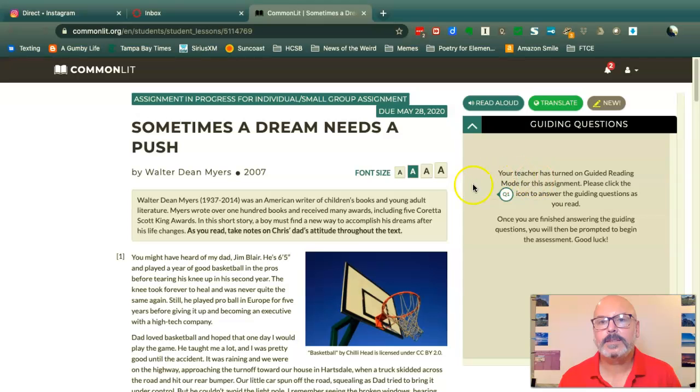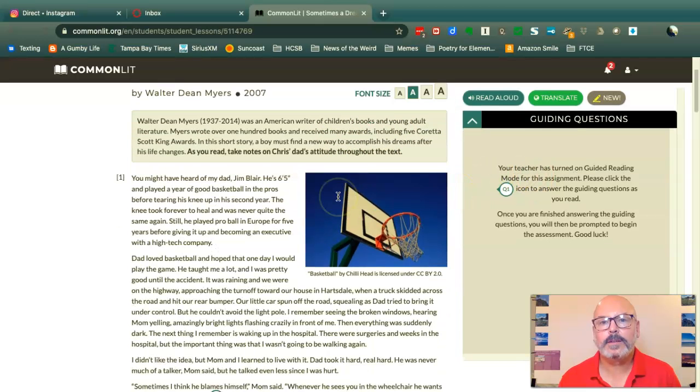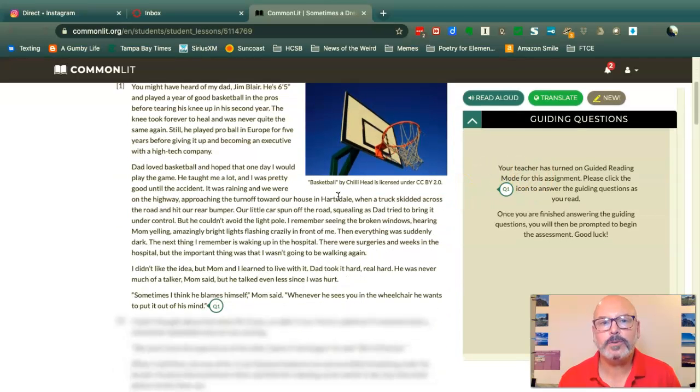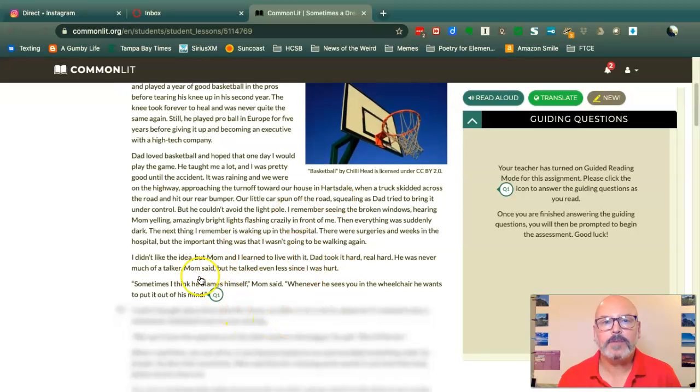You will see that there are guiding questions through the text. Many of you have written to me saying, "Hey, Mr. K, I can't see the rest of the text because there is this." It says right over here on the right, your teacher has turned on guided reading mode. Please click on the Q1. Please read all the instructions, all the information on the page, on your screen, in order to help you.